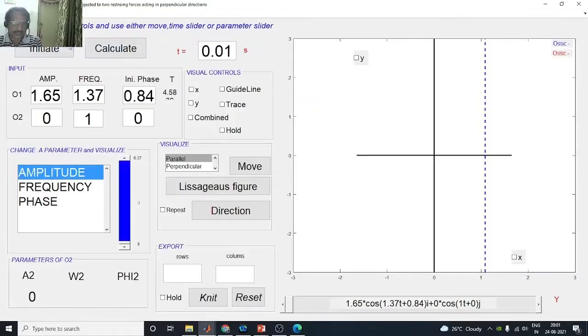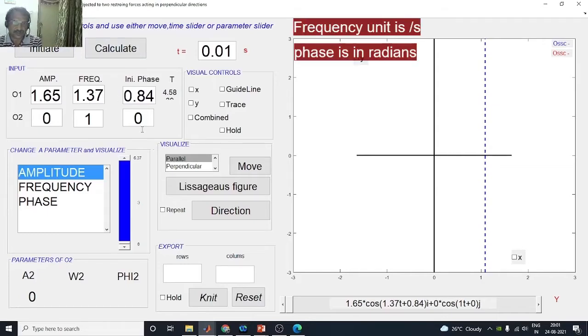So let's look at the visualization part now. We have this input panel here. We can give the amplitude, frequency, and initial phase of the oscillator. So presently it is the amplitude of 1.65, frequency of 1.37 radians, and initial phase of 0.84 radians. So the equation would look like this: 1.65 cos(1.37 t plus 0.84). Forget this, this is not useful for this visualization. Also in the input panel, this part of the input is not useful for this visualization. The time will be shown here, and its geometric representation will be shown here. So what are we talking about? First we have an oscillator.